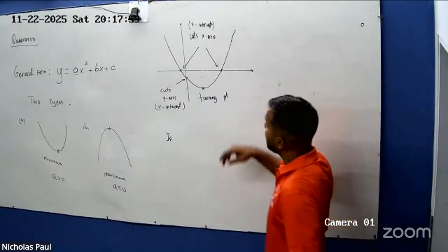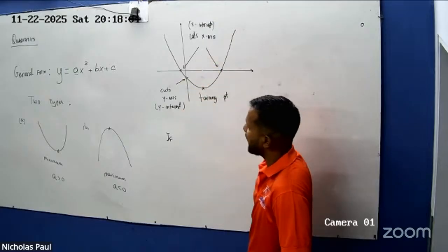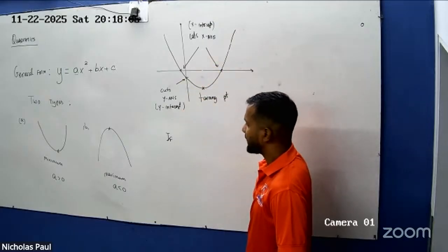Right, so again, the 4 things that we need to get are the shape, turning point, where it cuts the x-axis, and where it cuts the y-axis. Right, so 4 steps that we have to take.